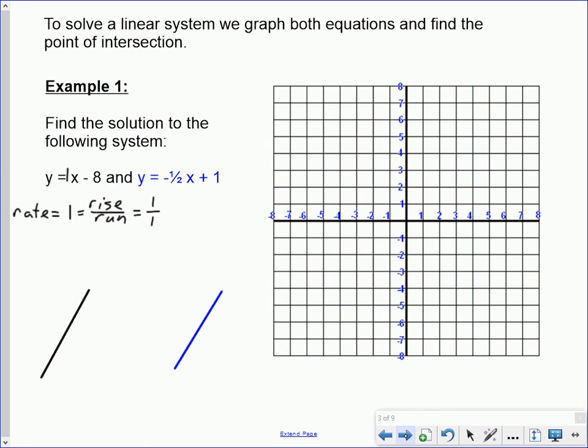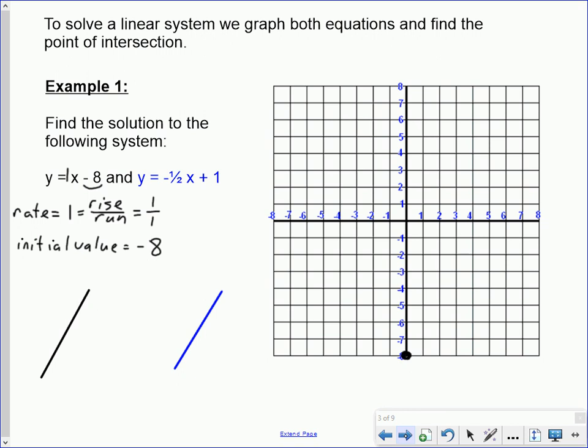So that means every time we go to the right 1 square, we're going to go up 1 square as well. And our initial value, we can also get right from that equation, is going to be negative 8. That's our value right in here. That value tells us where this line starts. So we know right away that this point right here, (0, negative 8), is going to be one of the points on our line.